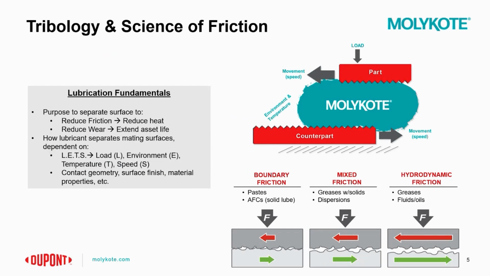So it's important to understand some of the basic concepts in tribology when considering lubricant selection. One of the primary functions of a lubricant is to separate two interfaces in order to reduce friction and thereby reduce heat. By reducing the friction between two interfaces, you can reduce wear on parts and therefore extend asset life. We consider all interactions between the mating surfaces, which is why we often use the L.E.T.S acronym during lubricant selection.